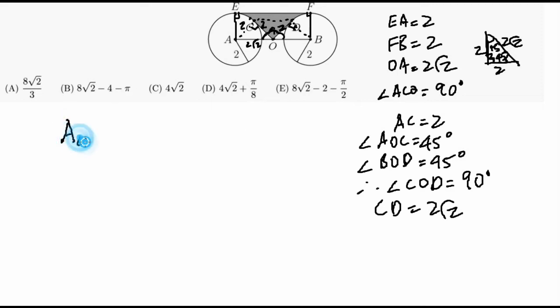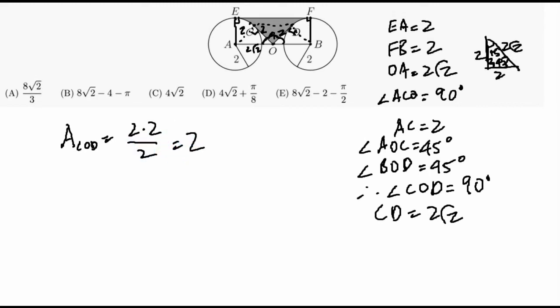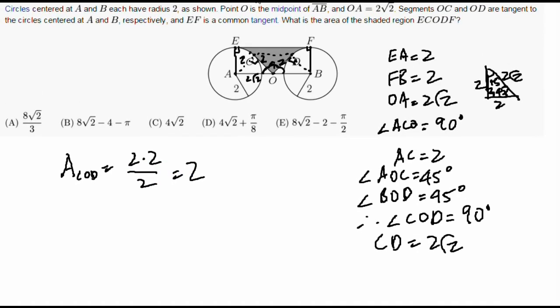So the area of COD, since it's just a right triangle, is base times height divided by 2. So it's just 2 times 2 divided by 2, which is 2. That's easy enough. So we found a portion of the shaded region. How do we get the rest of it?